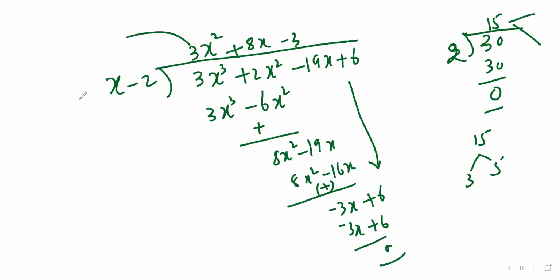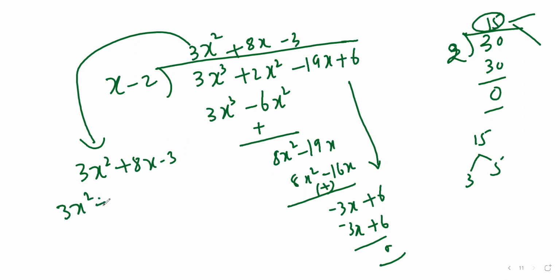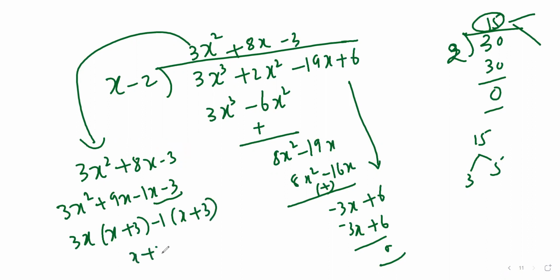So you're getting this quadratic, right? Just like how you got 15 as the quotient in the case of 30. And you're going to decompose it. Same thing, you're getting this quotient. You can decompose it. So 3x square plus 8x minus 3 is putting the middle term. So yeah, 3x square plus 9x minus 1x minus 3. So you can take out 3x into x plus 3 minus 1 is common here into x plus 3. So we get x plus 3 into 3x minus 1. These are the other factors.